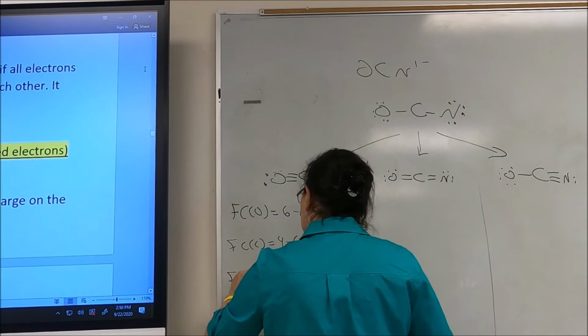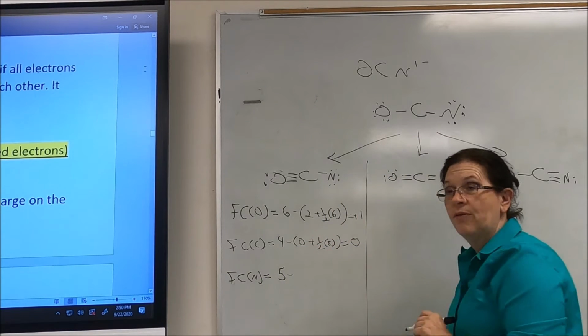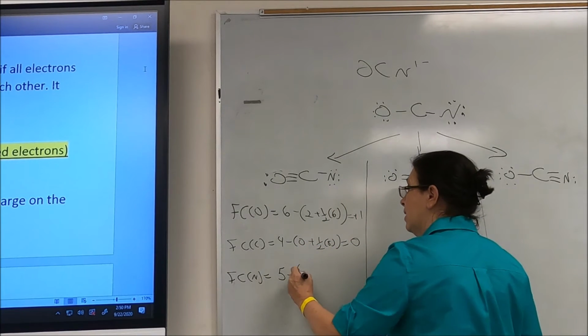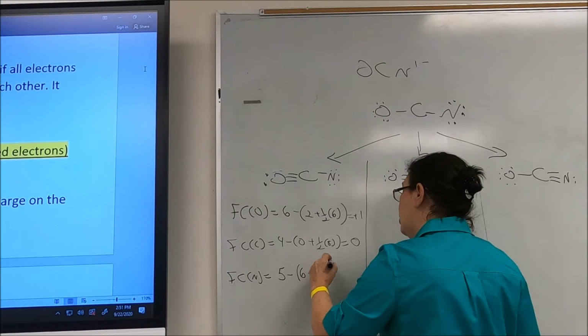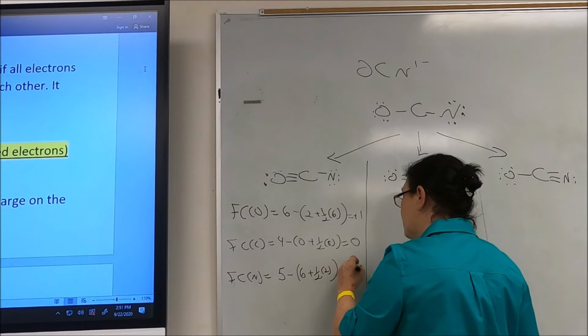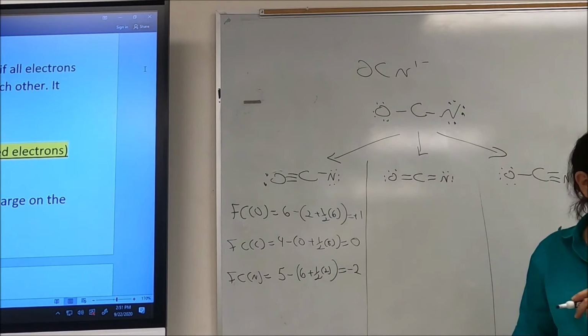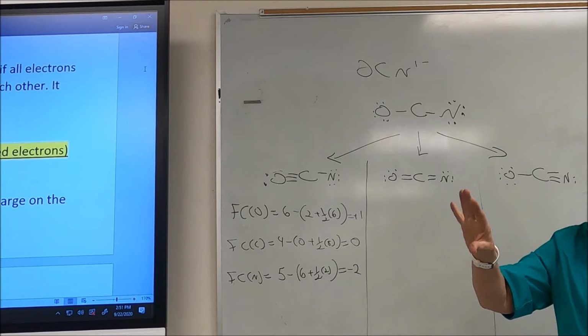The formal charge for nitrogen, nitrogen starts out unbonded with 5 valence electrons. It sees 6 in lone pairs. It's seeing 2 in a bond. So 6 plus 1 is 7. 5 minus 7 is a formal charge of -2. Okay? Don't worry, we're going to talk about what they mean in a minute.